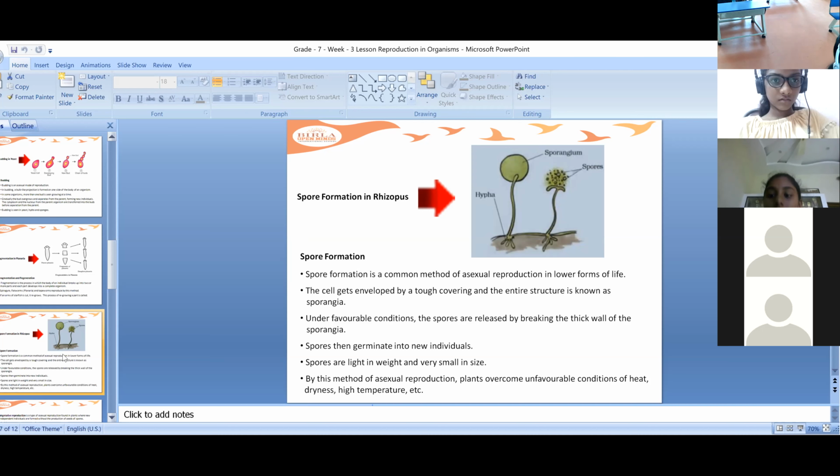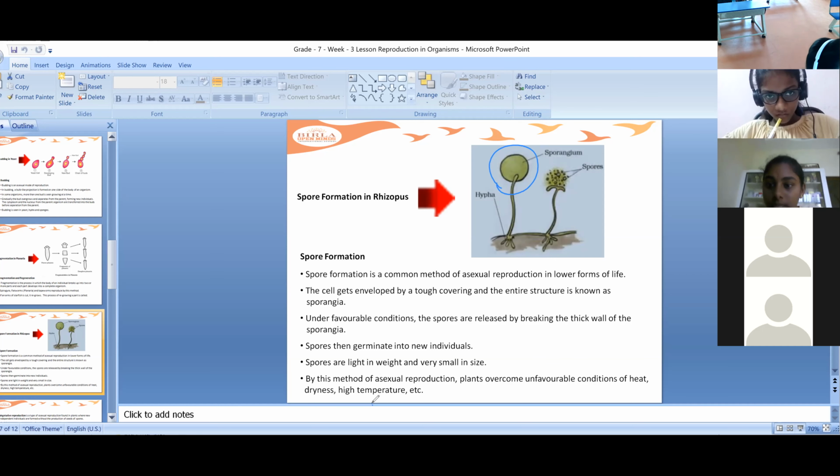So what is spore? Spore formation is commonly a method of asexual reproduction in lower forms of life. The cell gets enveloped through a tough covering and the entire surface is known as a sporangia. So here, if you see this one, it's a tough covering. Inside it, there are lots and lots of spores present inside this sporangia. It's called sporangium or sporangia.